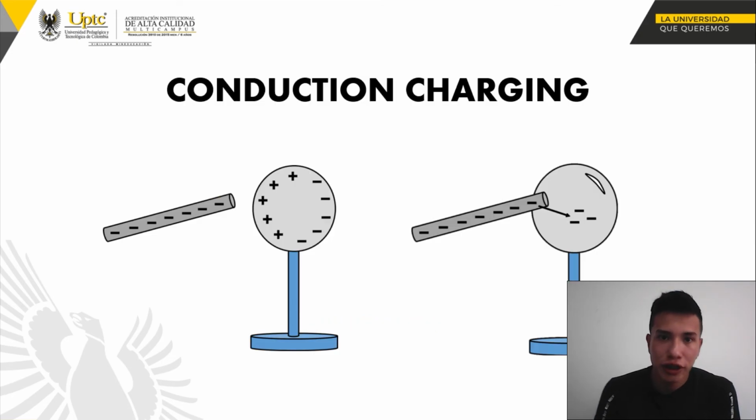The second one is conduction charging. Conduction is the direct transfer of charge. It means that the objects touch each other. For example, electrons are stolen from the carpet and we gain a negative charge. Or when you touch the doorknob, electrons jump into it. This phenomenon is called electrical discharge because you transfer your electrons to the doorknob.